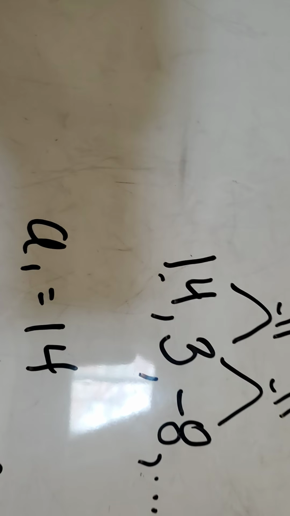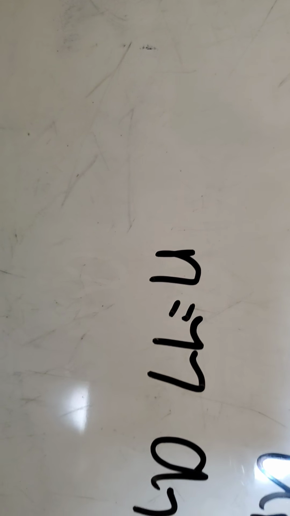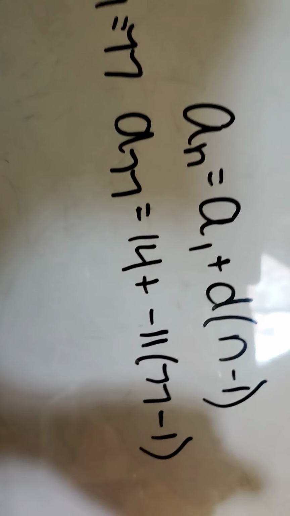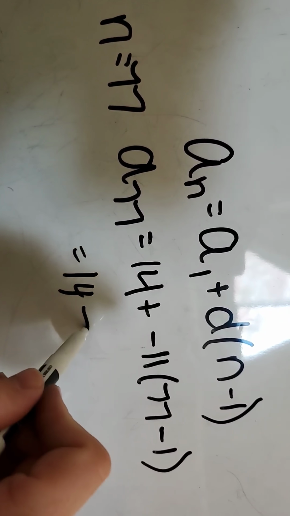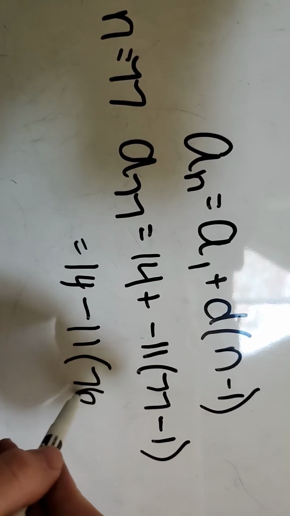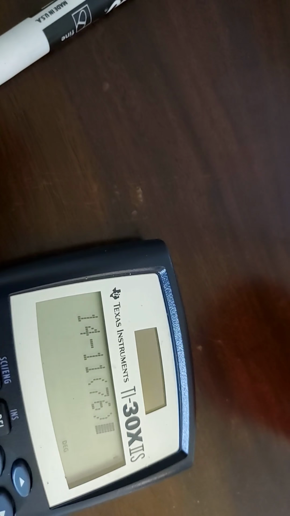The 77th term is A1. What is A1? 14. Plus the common difference. What's the common difference? Negative 11. Times n minus 1. What is n? 77, so 77 minus 1. All right, so I can put this in my calculator. 14 minus 11 times 76. Oh, my calculator's off. 14 minus 11 times 76 is negative 822.